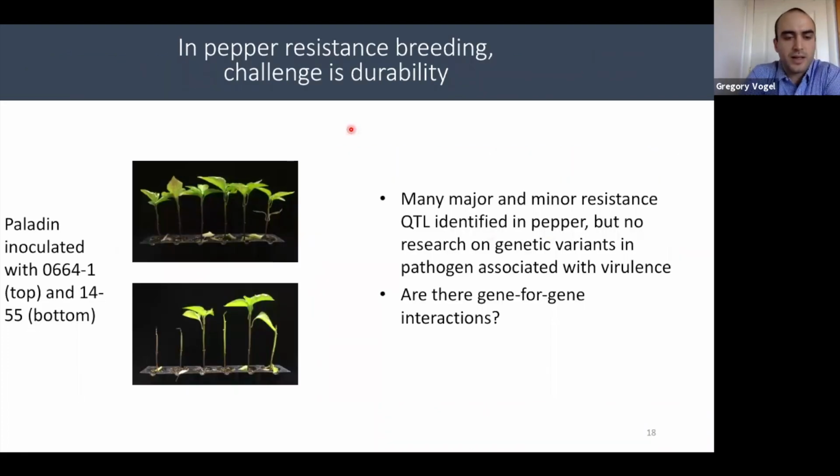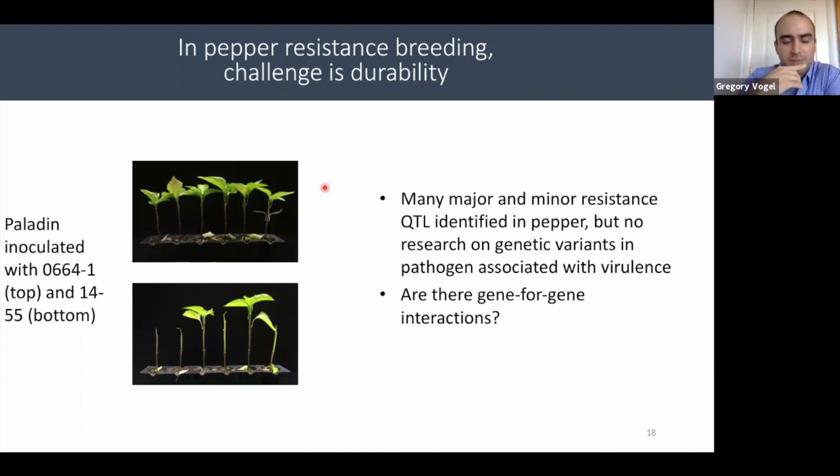So I'm going to move on and start talking about pepper. As I mentioned earlier, in pepper breeding, one of the major challenges is durability. And you can see this felt relatively easily just with this example I have on the left. So this is a resistant bell pepper hybrid called Paladin. And I inoculated it with 2 isolates from our culture collection. And you can see that the resistance of this variety really depends on what isolate it's being inoculated with.